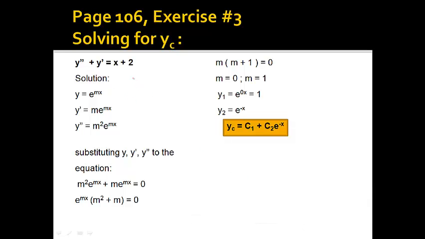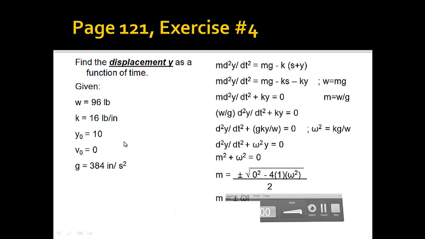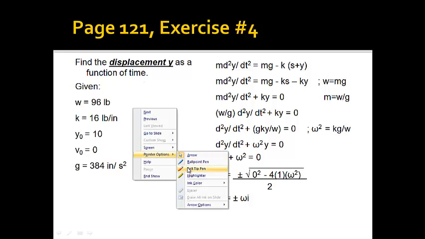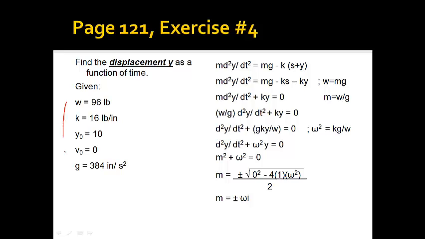So we are to solve this equation. Y double prime plus y prime equals x plus 2. Well, for page 121, we are to find the displacement y as a function of time. This is the general equation for getting the values of y, given y prime and y double prime.